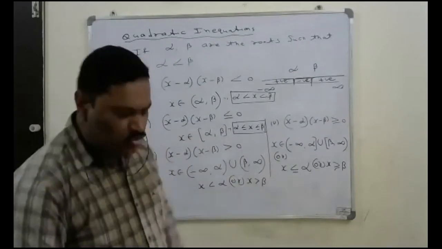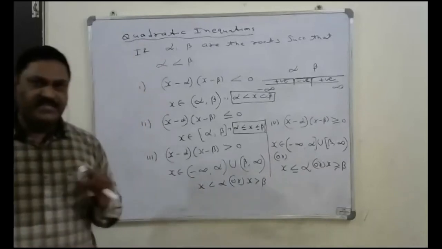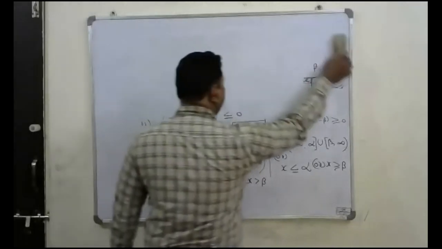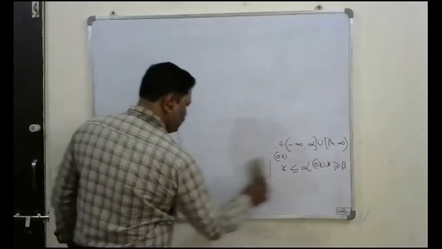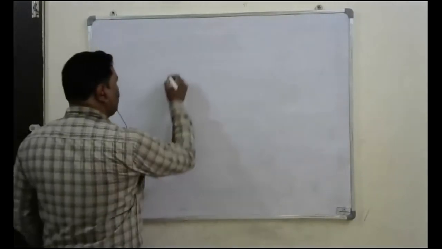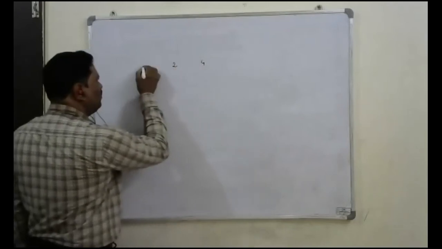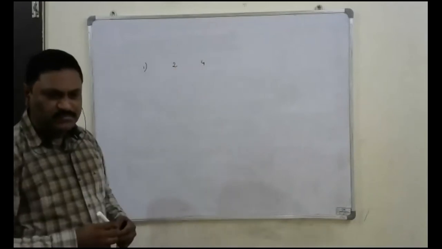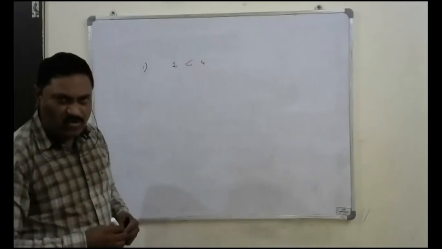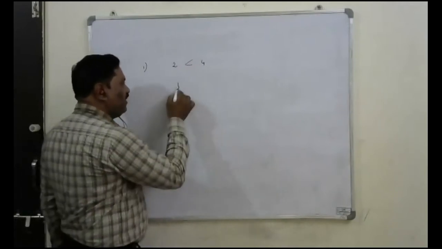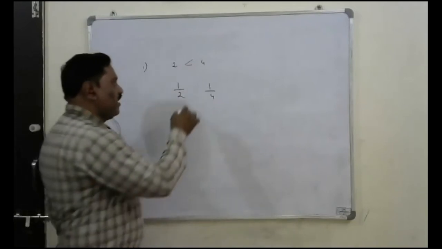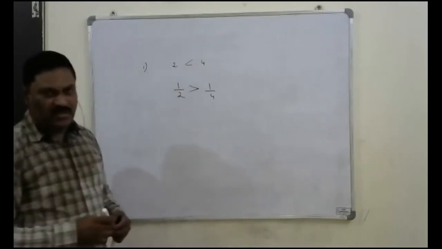For solving some inequations, there are some points we also have to remember. Suppose I take 2 and 4, which is the bigger one? 4. 2 is less than 4, no? Suppose we take the reciprocals, 1 by 2 and 1 by 4, which is bigger? 1 by 2 is bigger, right?